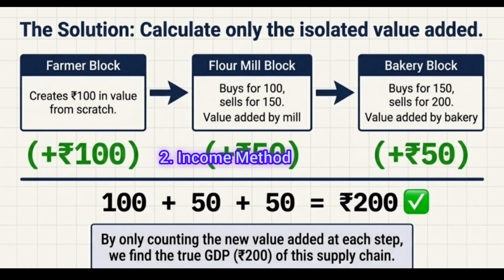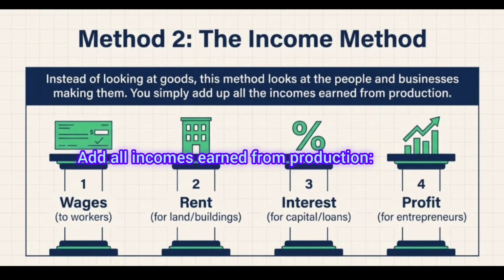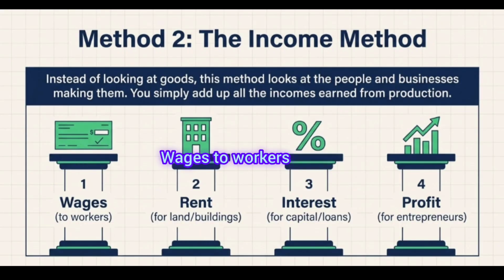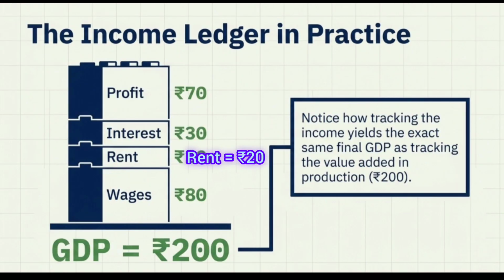2. Income method. Add all incomes earned from production: wages to workers, rent, interest, profit. Example: wages is equal to 80 rupees. Rent is equal to 20 rupees. Interest is equal to 30 rupees. Profit is equal to 70 rupees. GDP is equal to 200 rupees.